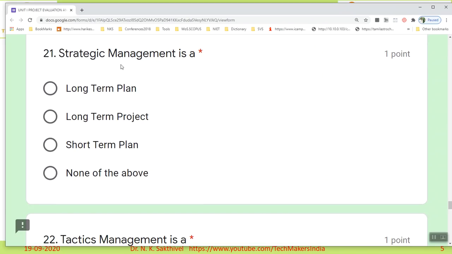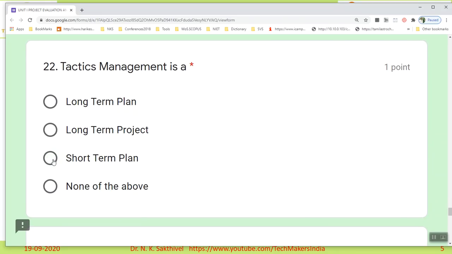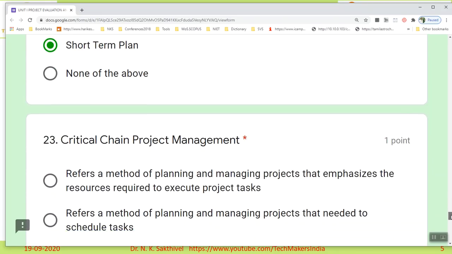21st question, strategic management is obviously long term. The other one is called tactics management, that is called short term. The two are very, very important.